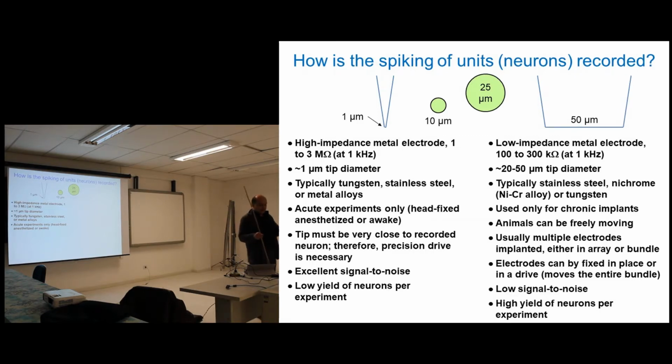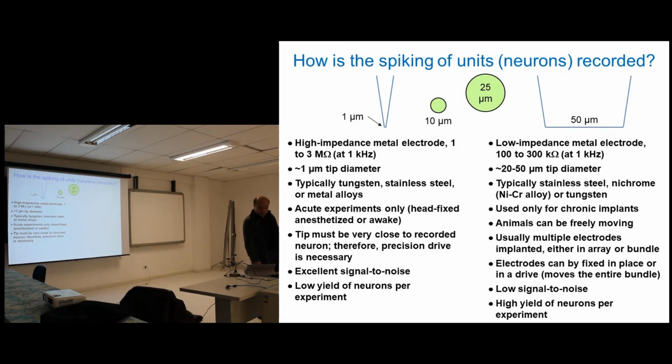Because your electrode has to be so close to the neuron that you're recording from, you have to position it very, very carefully. So you have to use a very high precision micromanipulator, usually with a stepping motor, to position this into place. And if, of course, the neuron moves in relation to the electrode because the animal moves or something like that, then you're going to lose the cell and not be able to record from it. So this is really only done in acute preparations with head fixed or anesthetized animals.